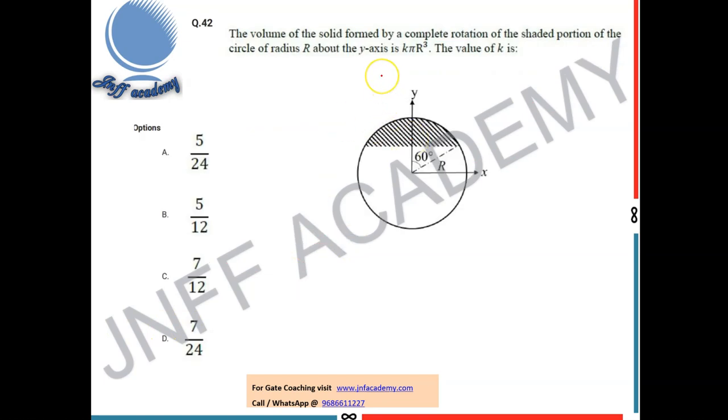The volume of a solid formed by a complete rotation of the shaded portion of the circle of radius capital R about the y-axis is given. Then what is the value of K? So you know one formula, volume of a solid obtained by revolving an area about the y-axis. The formula is pi into integral y1 to y2, that's the limit of y, x square dy. That is here directly given k pi r cube.